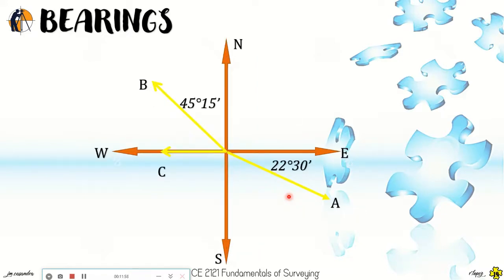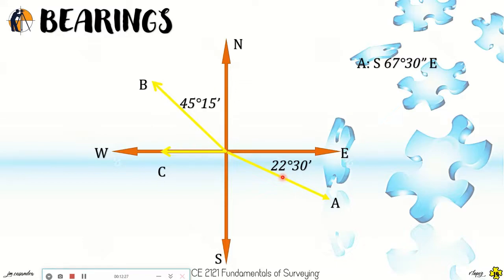So to understand bearings, let's have an example. So we determine now the bearings of the given lines A, B, and C. So for line A, its bearing now will be south 67 degrees 30 minutes east. So that is measured from south to east.